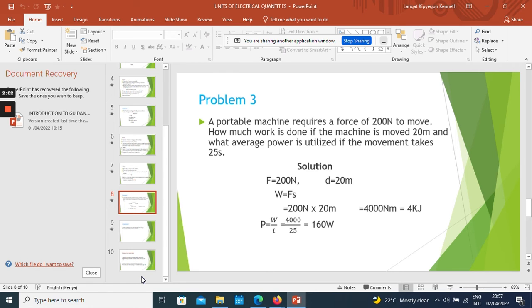For power, we do what? We said work over time. Already we have gotten work as 4,000 newton meters, so we divide by what? 25 seconds, and we have 160 watts. Class, any question up to there concerning work? Okay, thank you for that.